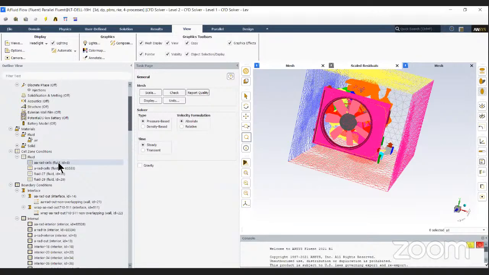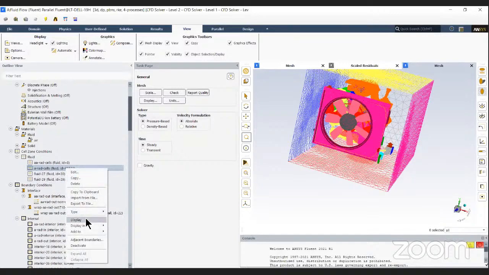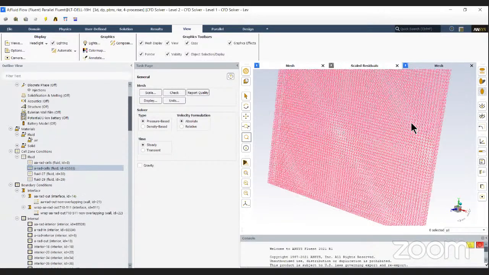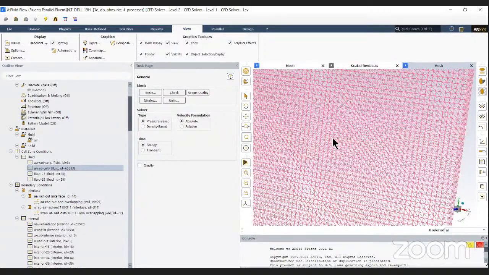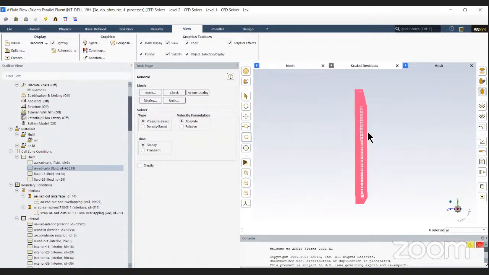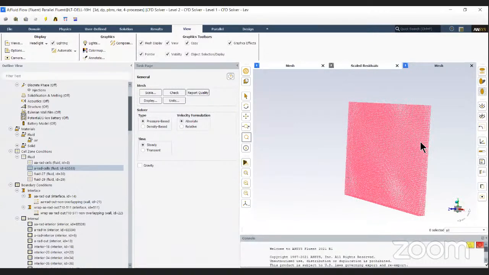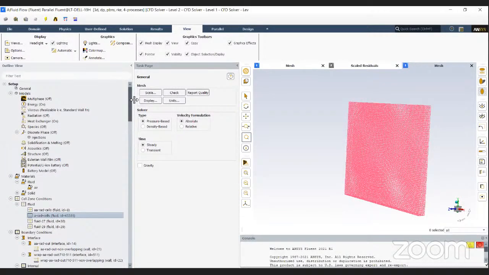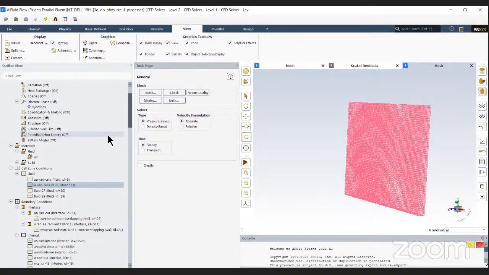So if I were to show you the porous radiator zone, you will notice that this is a lot more structured, and this gives you a little bit more accuracy in terms of straightening the flow, because when the air is passing through this radiator zone, it's going to be straightened out. And so we want to mimic that accurately, which is why we go with more hexahedral cells if possible, right?